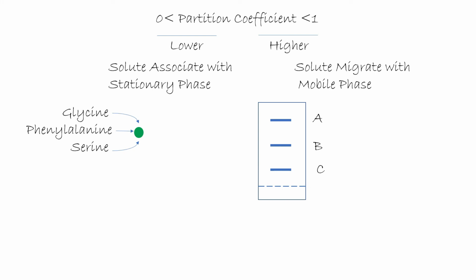We can also calculate the RF value of each of these bands by calculating the distance moved by the different bands divided by the distance moved by the solvent. Till here, we have successfully separated glycine, phenylalanine and serine from a mixture. Any idea which amino acids these bands represent?